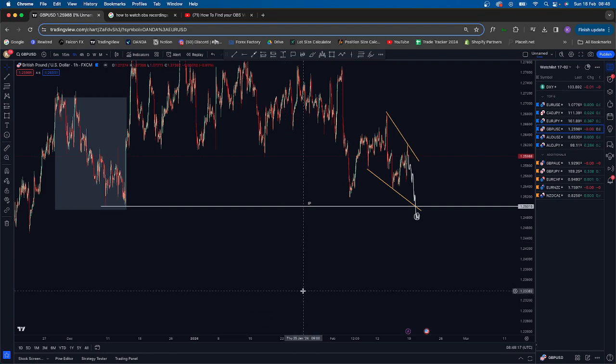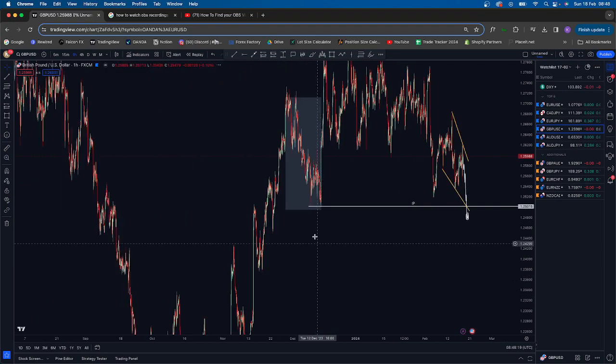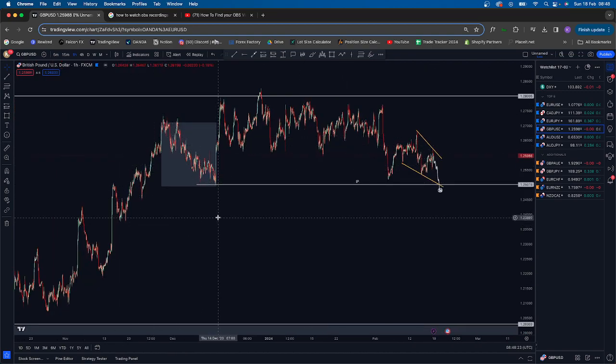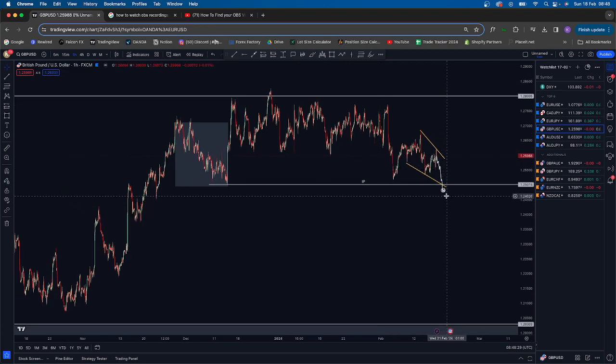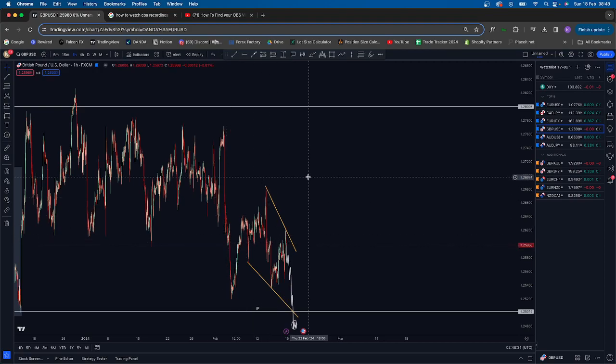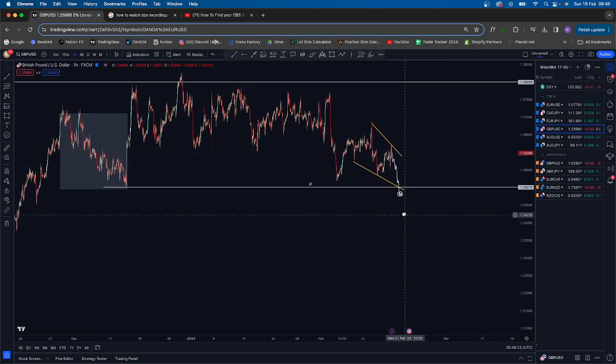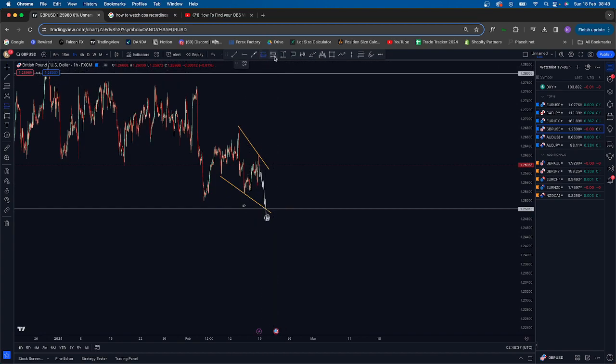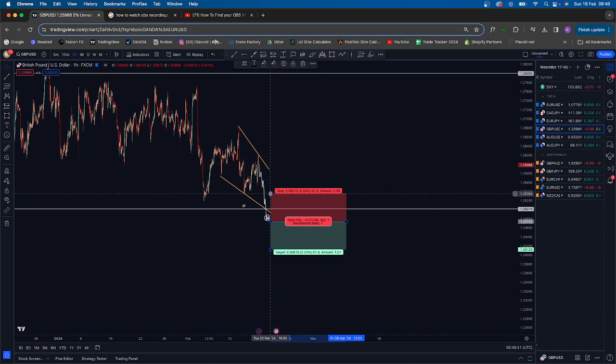This is why I was favoring the long, because we had all this volume build up here, and then that strong push up. This is why I was looking for a strong push up again. But if price does squeeze, it breaks down, forms this continuation below the inflection point, then I will be looking at a short coming down here.